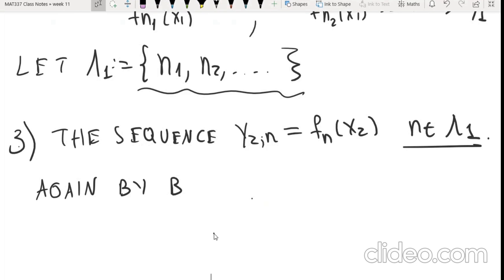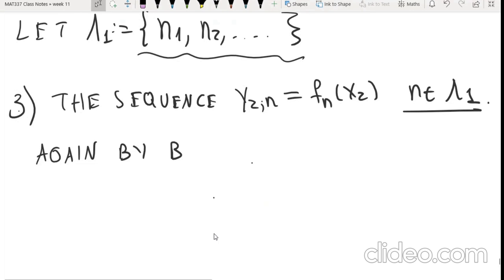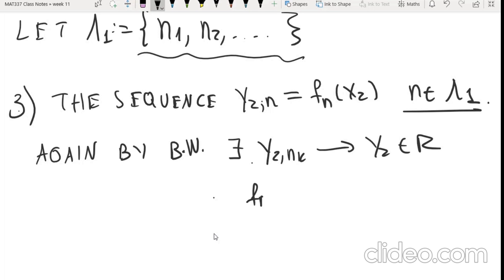We'll see what the consensus is. So again, by Bolzano-Weierstrass, there exists y2 and a subsequence going to y2 in R. So f of nk at x2 goes to y2.